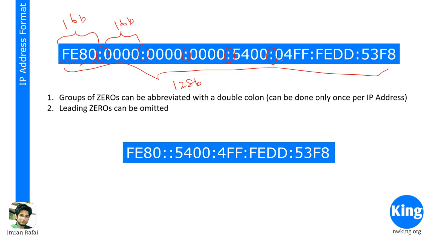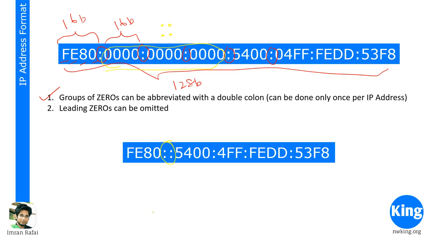That's how it is. Now, it's not easy to remember an IP address this long, so there are some rules through which you can shorten the IP address. Rule number 1 says groups of zeros can be abbreviated with a double colon, and this can be done only once per IP address. That means if you look at this, I'm going to take a different color, let's say yellow. If you look at this space, you have 3 blocks of zeros. This can be replaced using a double colon. That means what is in between is blocks of zeros. Now, how many blocks of zeros?